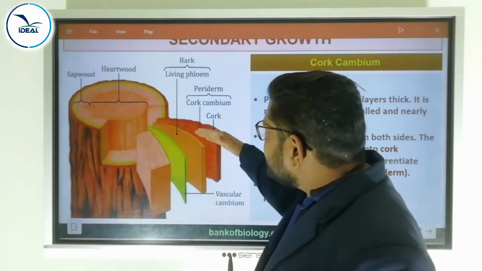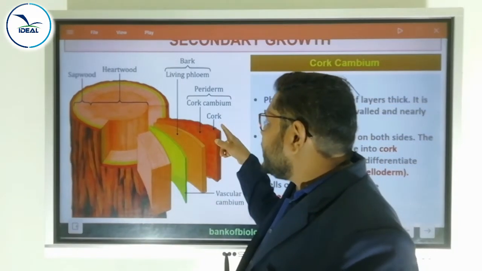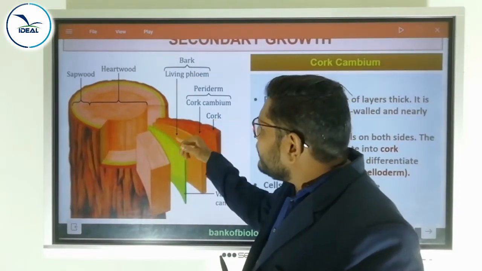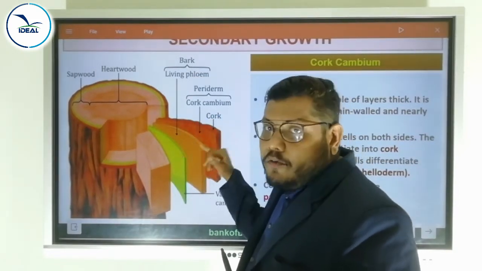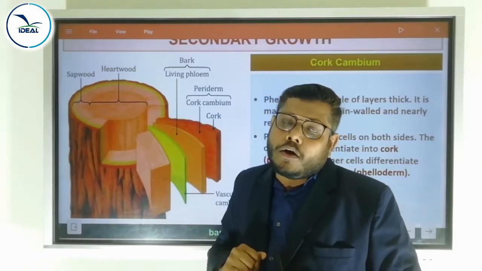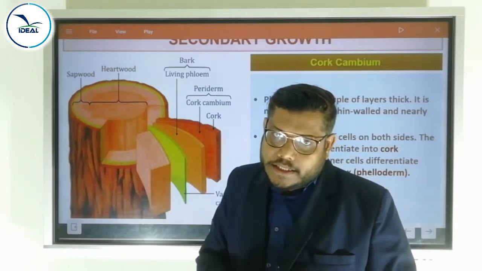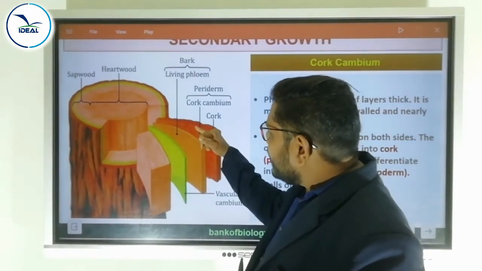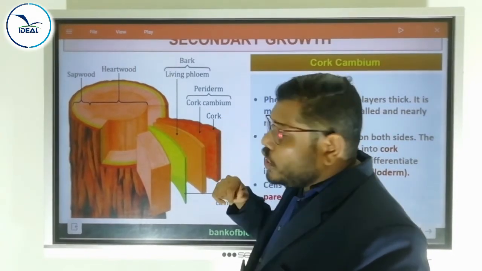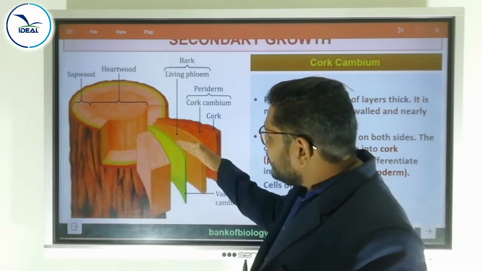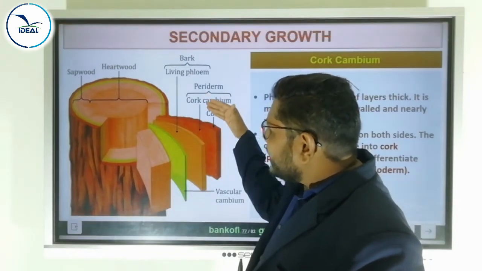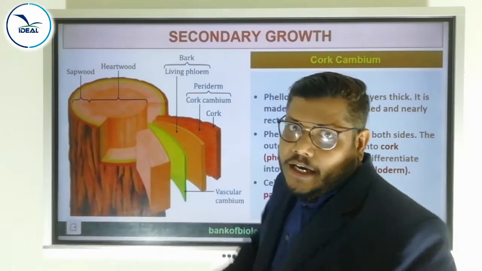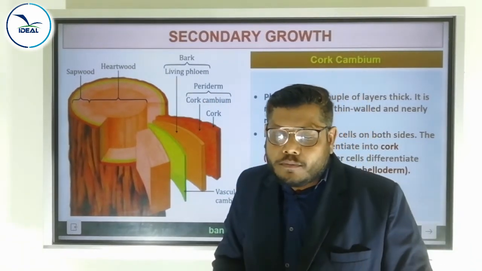So outside the cork cambium dead tissue, that is called cork or phellum. Inside the cork cambium living cells, that is called a phellodorm, or we can call secondary cortex. So this secondary cortex, cork cambium and cork, or we can say that phellodorm, phellogen and phellum, together we can call periderm. What we call periderm?